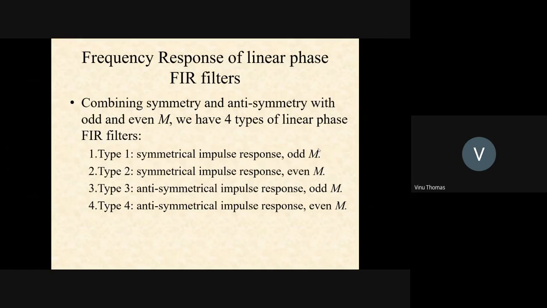think of 4 types of linear phase FIR filters. The first you call a type 1: symmetrical impulse response and odd M. That is, the length is M and the length is odd. Type 2 is when the impulse response is symmetrical and the length is even. Type 3 is the anti-symmetrical impulse response and the length is odd. And type 4 is the anti-symmetrical impulse response with the length as even. Okay, so we will now look at the frequency response of all the 4 types.